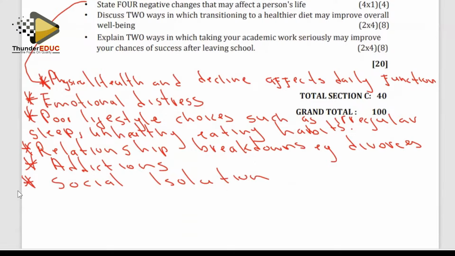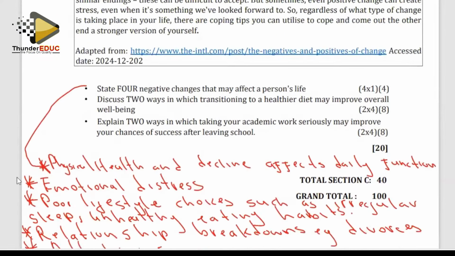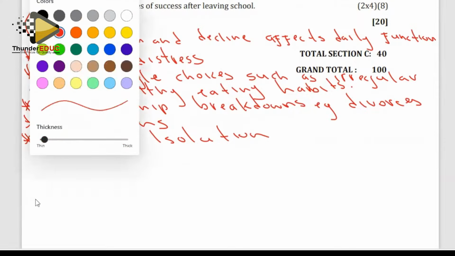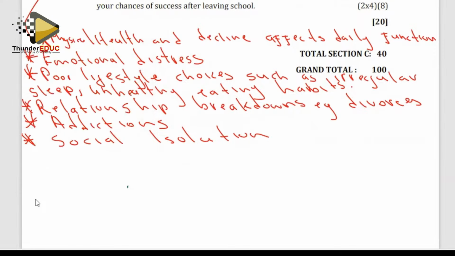Now, the next question: discuss two ways in which transitioning to a healthier diet may improve your overall well-being. All right, so we need two ways in which improving or changing your diet can affect your overall well-being. So here is the first. An improved diet increases energy levels.